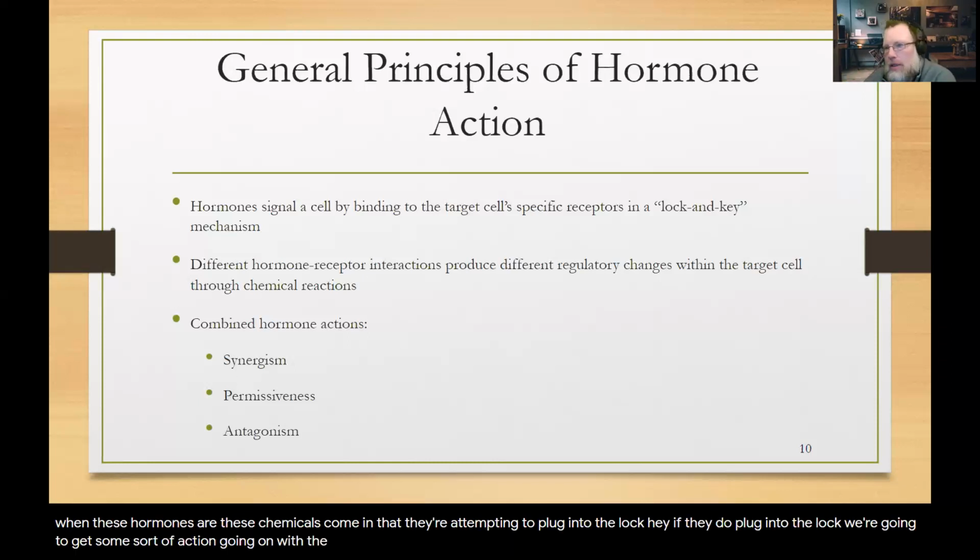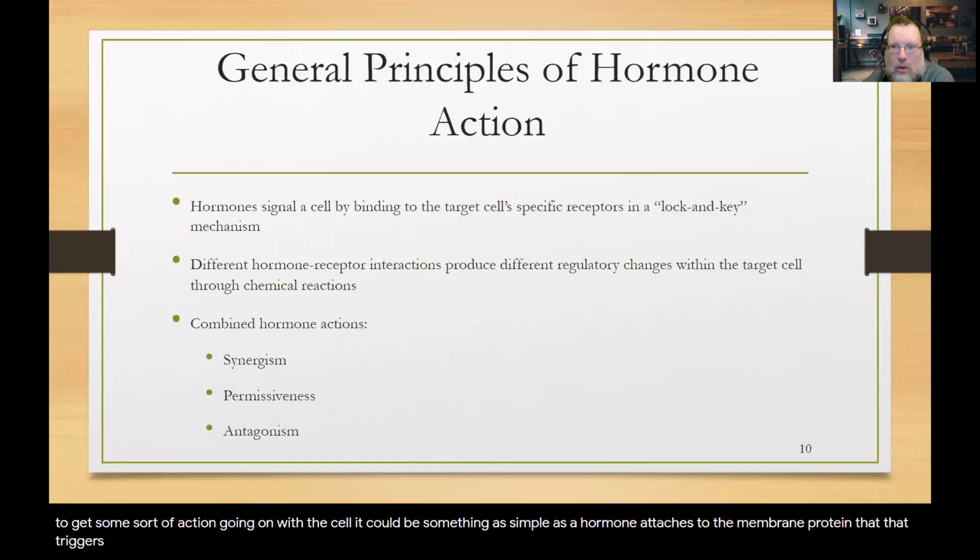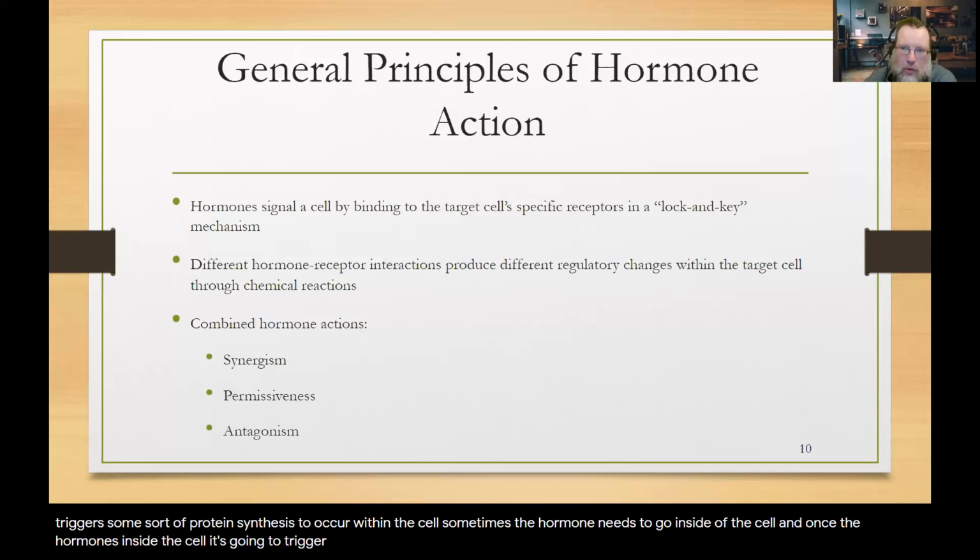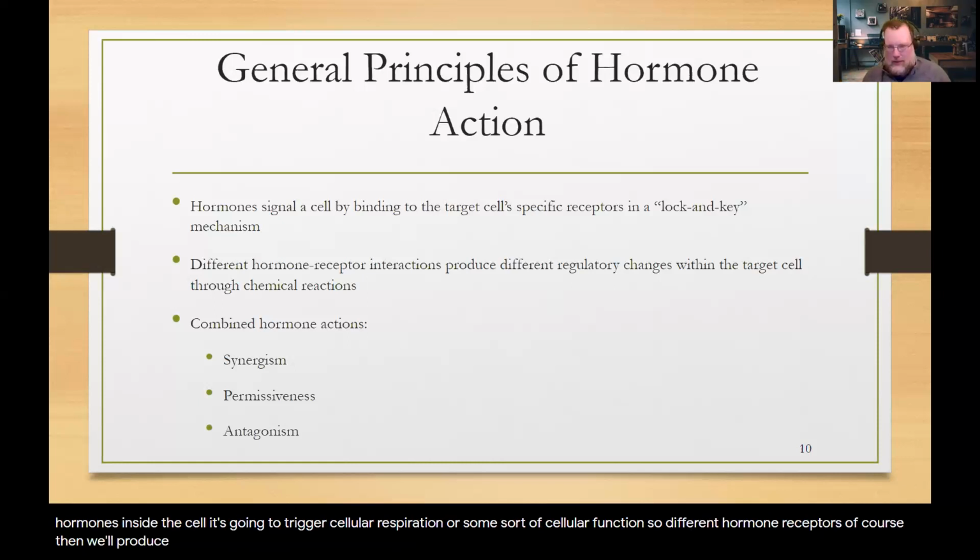Okay, and if they do plug into the lock, we're going to get some sort of action going on with the cell. It could be something as simple as a hormone attaches to the membrane protein that triggers some sort of protein synthesis to occur within the cell. Sometimes the hormone needs to go inside of the cell. And once the hormone's inside the cell, it's going to trigger cellular respiration or some sort of cellular function. So different hormone receptors, of course, then will produce different types of cellular action or changes in the target cell.